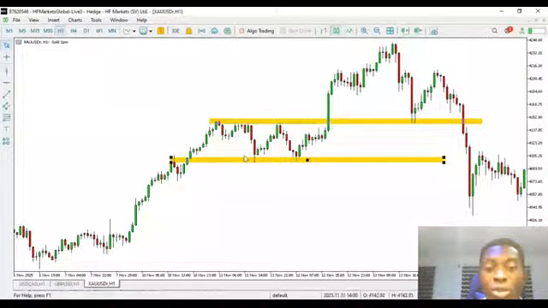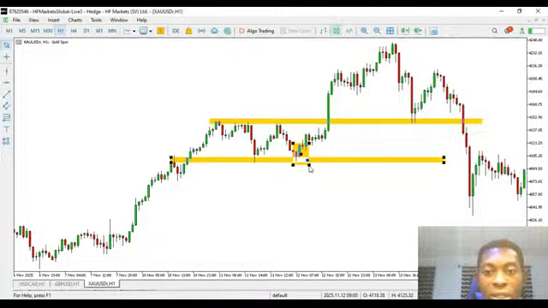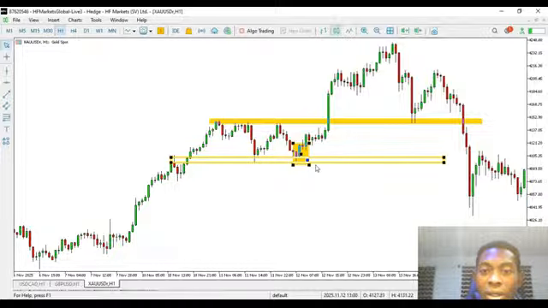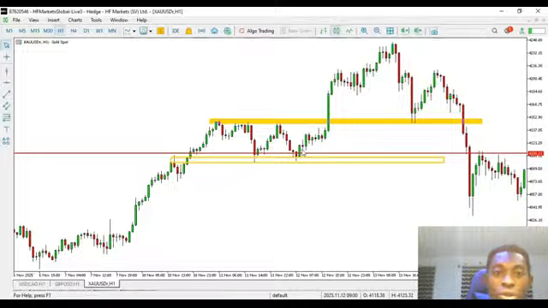Now on this zone, this is a bullish engulfing candle. A bullish engulfing candle at this support.